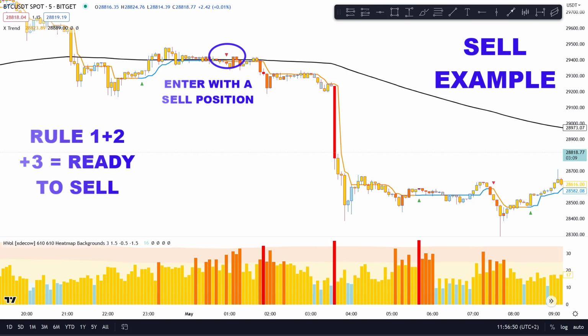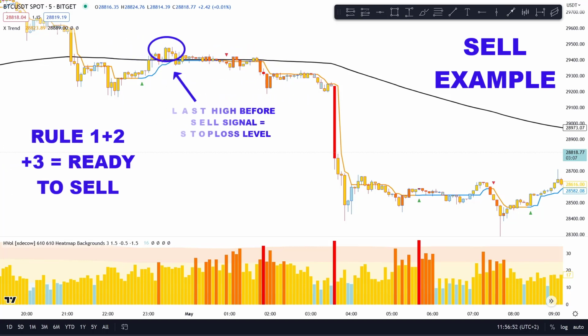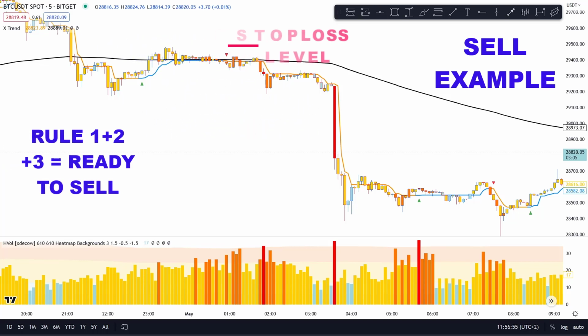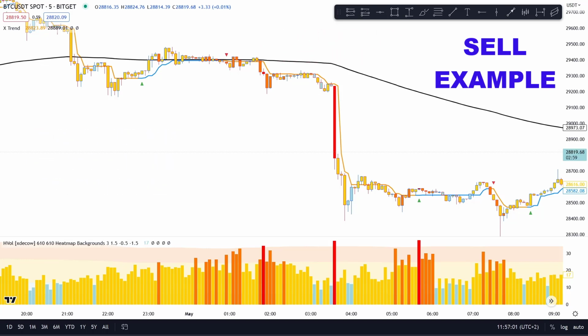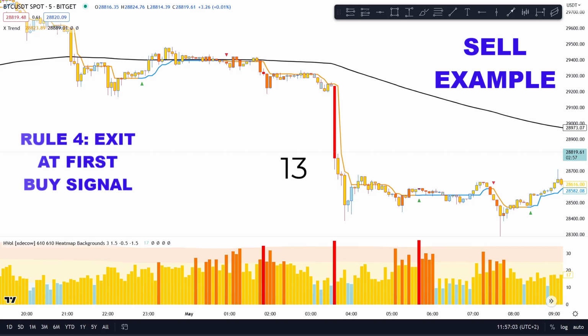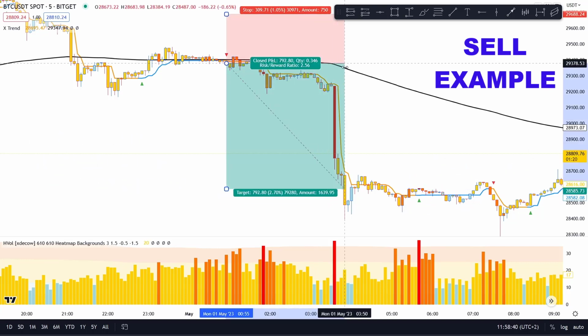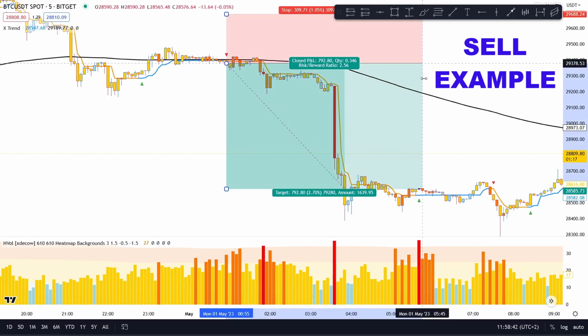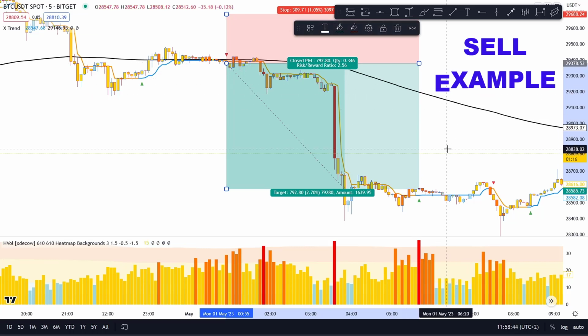We enter the market in a sell position and place our stop loss a little bit above our last price high. Now we have entered, we wait for the right moment to exit the market and take our profits. Rule 4. We exit the market whenever a green triangle or buy signal appears. Again, we realized a profit of over 2%, and in this case, almost 3%.